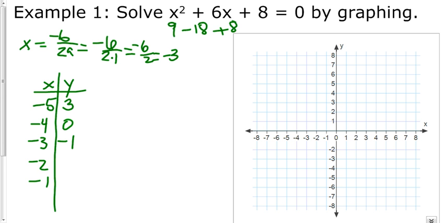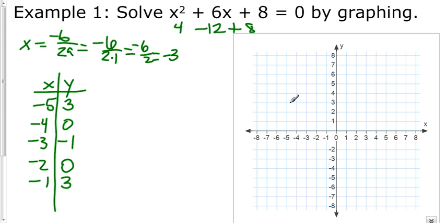Now remember that parabolas are perfectly symmetrical, and so if I know that my vertex is at negative 3, negative 1, I'm guessing that the next y value will be 0. Let's check it out. Negative 2 squared, that's 4. 6 times negative 2 is negative 12. And then I'm adding 8, and I do in fact get 0. And if I plug in negative 1, I should get 3. My table should be symmetrical around the center point, which the center of my graph or the vertex is negative 3, negative 1. Okay, so let's graph this.